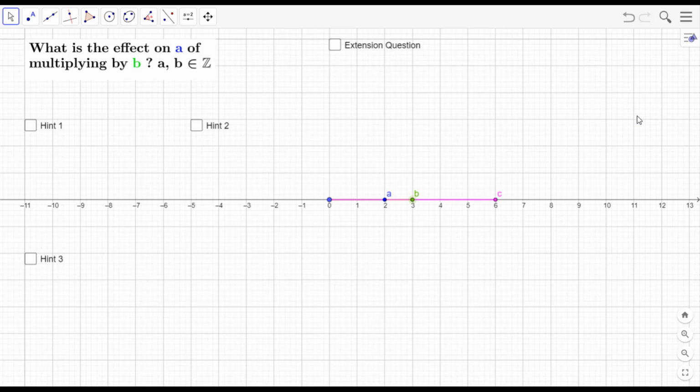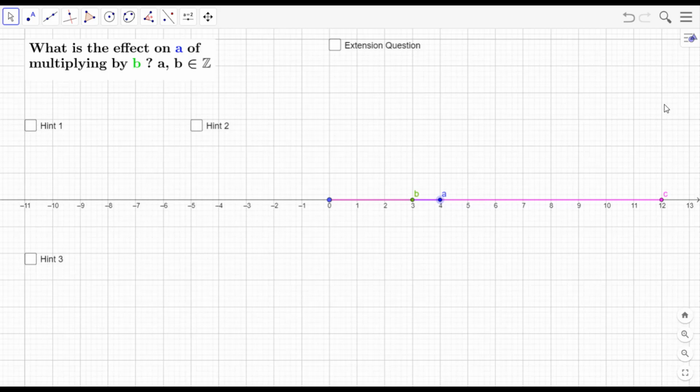When you open the link, the following GeoGebra file will display. A first-year student could use this file to investigate the effect on a real number of multiplying by another real number. Students should spend some time investigating the effect on an integer of multiplying by another integer. Questions such as, consider the effect on 4 of multiplying by 3. Students can move the numbers on the number line to consider this. The product 12 is displayed.